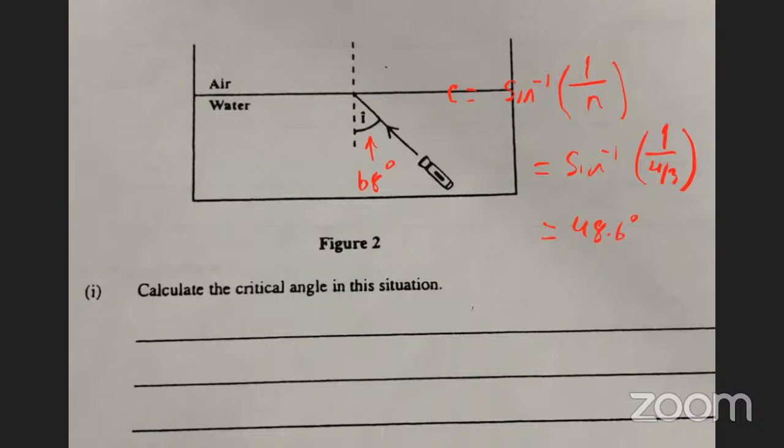The answer is total internal reflection will occur because the angle of incidence is more than the critical angle, and the reason, denser medium.